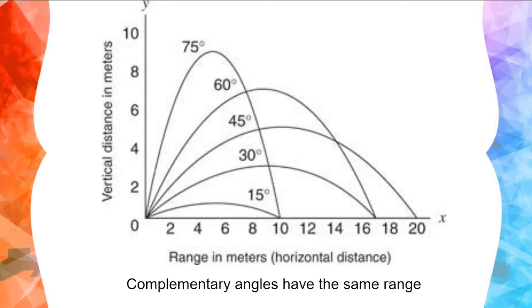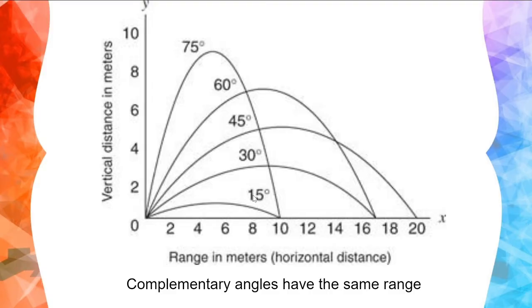So for an example, we have 15 degrees. Okay? So pag sinipa mo yung bola ng 15 degrees, ang marireach niya ay 10 meters. Na pag sinipa mo yung bola ng 75 degrees, kahit sobrang taas nung maximum height na marireach nung object, still ang magiging range niya lang ay 10 meters. Because 75 and 15 degrees ay complementary angles.